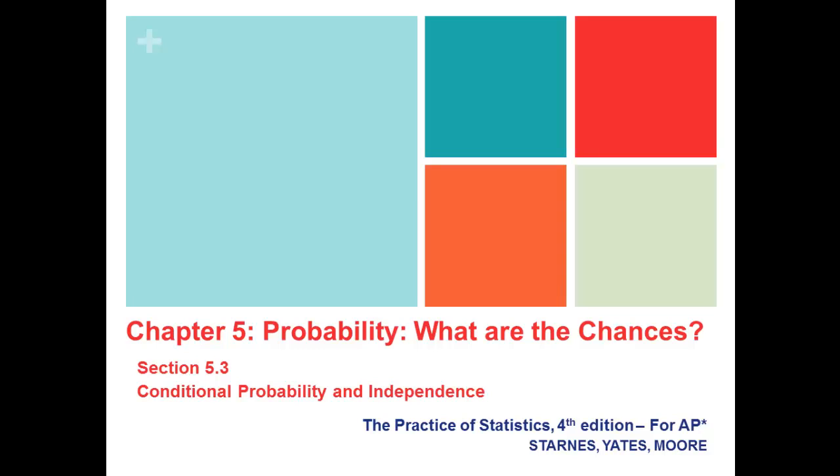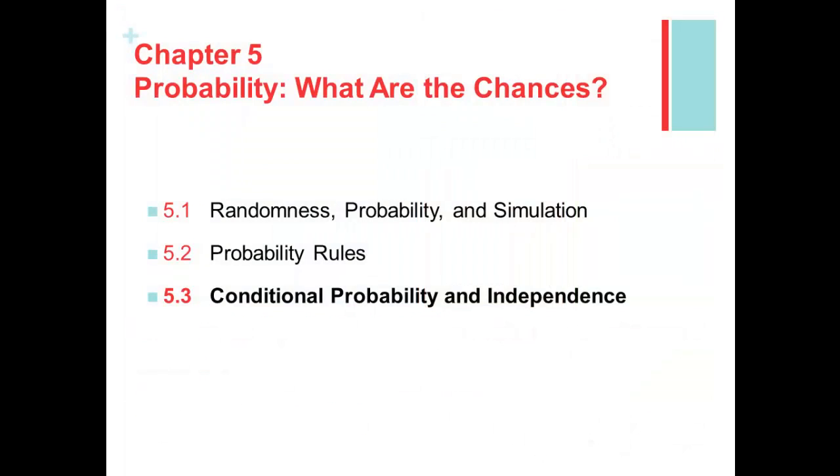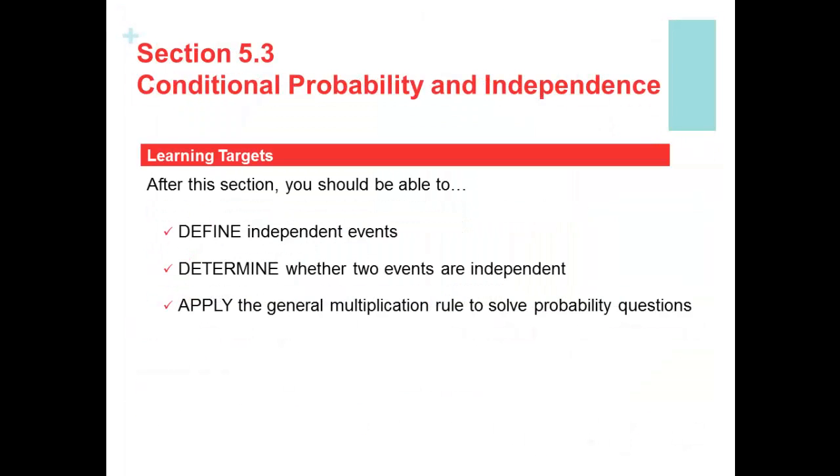Section 5.3, Day 2, Conditional Probabilities and Independence. Yesterday we talked about the definition of independent events. We'll review that again today. Really today what we're going to do is apply the general multiplication rule to solve probability questions.